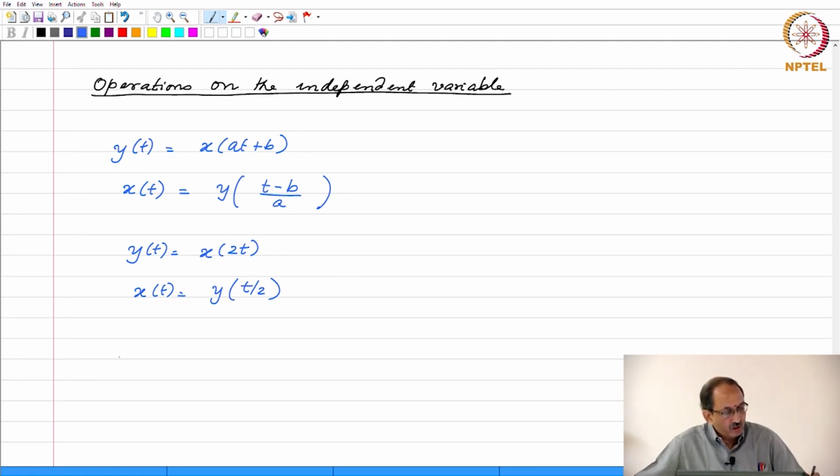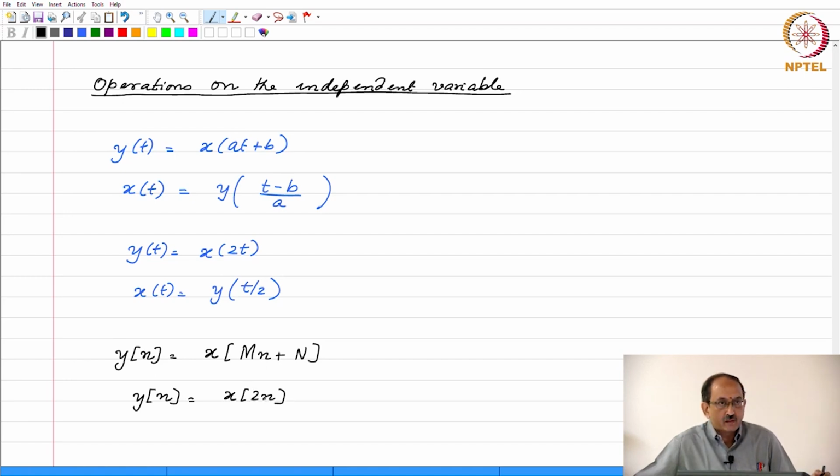The corresponding counterpart for this in the discrete time case is y of n is x of mn plus capital N. So this is the discrete time counterpart of the affine transform. And working on a similar analogy, if y of n is x of 2n, that seems like the counterpart of y of t equal to x of 2t.